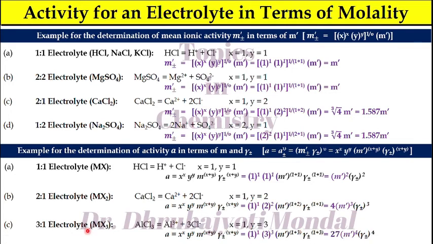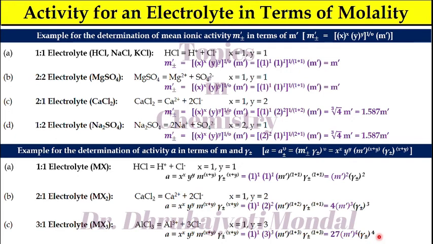Now consider a 3:1 electrolyte. AlCl3 produces the Al3+ cation and 3 Cl- anions. So x is equal to 1 and y is equal to 3. So I can write a equals 1^1 × 3^3, m' to the power 1+3, γ± to the power 1+3. That is equal to 27 m' to the power 4, γ± to the power 4. So that is the 3:1 electrolyte. In that case, the activity is equal to 27 times the concentration of the electrolyte to the power 4 times the activity coefficient to the power 4.